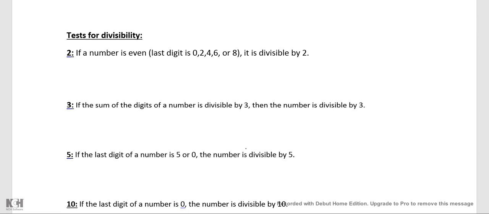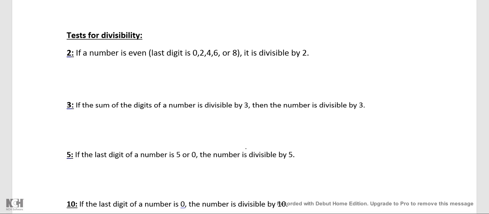So now we're going to talk about testing a number for divisibility, and we're only going to look at some basic tests, just these 4 specifically. We want to see if a number is divisible by 2, 3, 5, or 10. These are the simpler tests for divisibility. In this class we don't go into any more depth or look for any other divisibility tests.